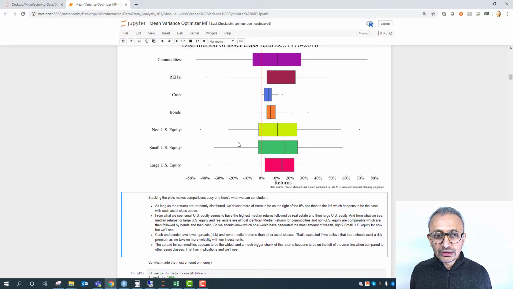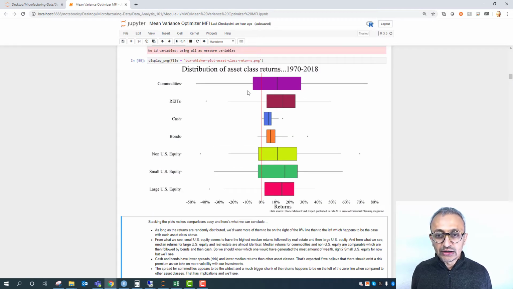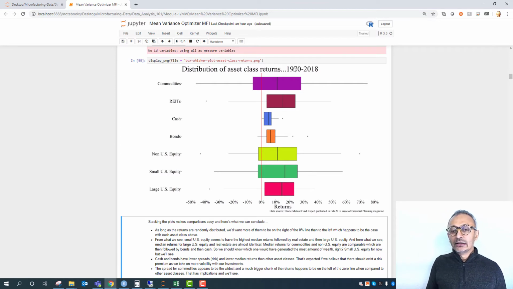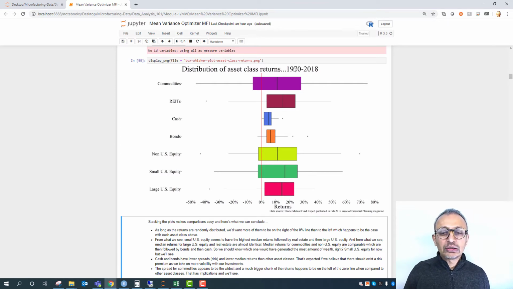And you can also see that some have an even bigger spread. Commodities have basically pretty wild swings. That means in some years it has gone down a lot, and in some years it has gone up a lot.